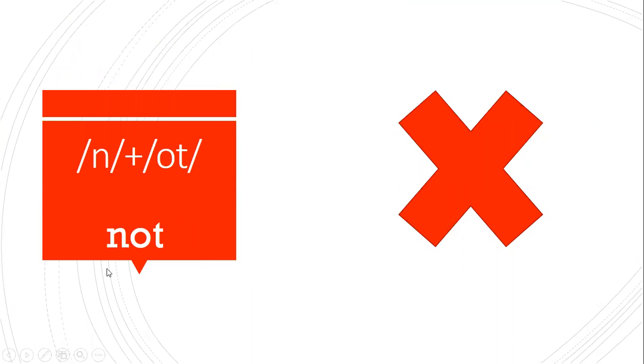Na ot not. Not means no, you do not do this, okay? As sometimes we say, do not run, do not sit here, do not stand. Not means no, don't do that action, okay?